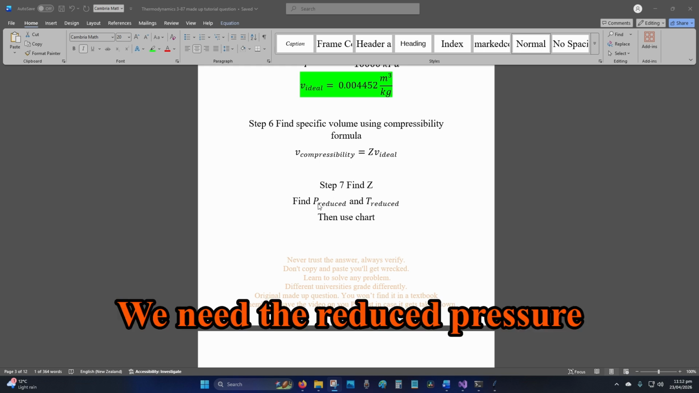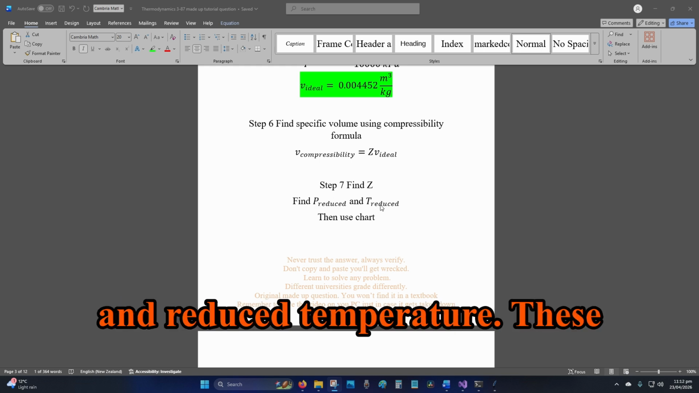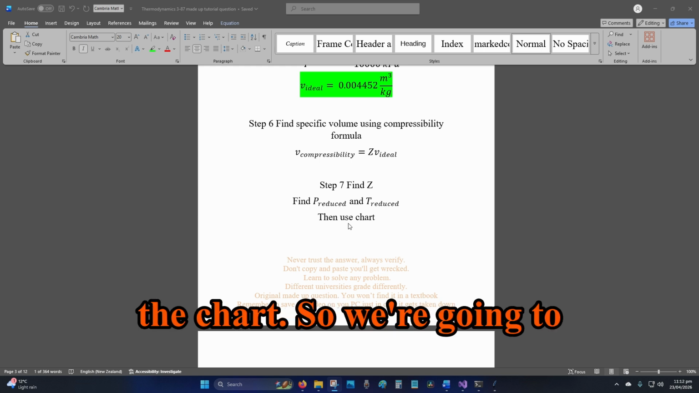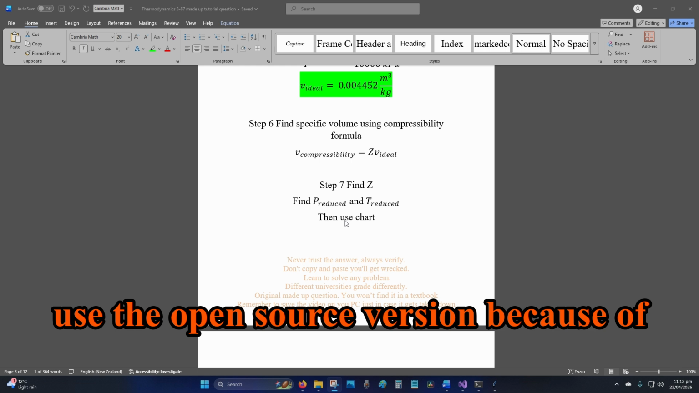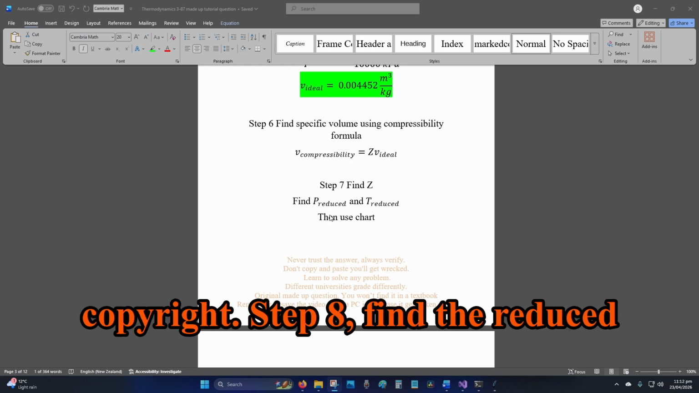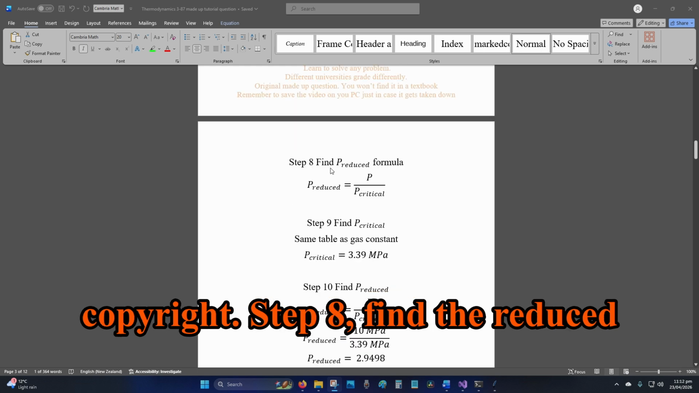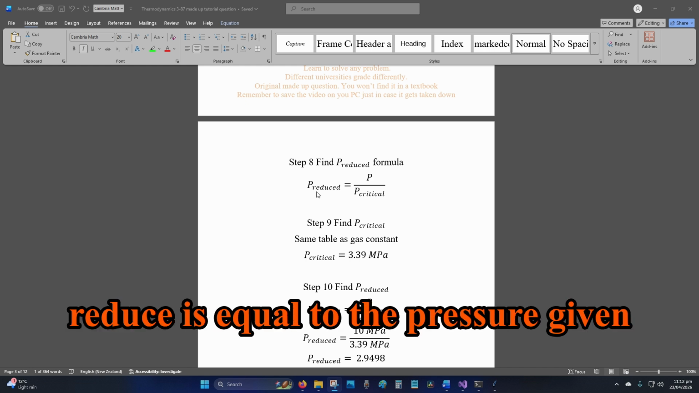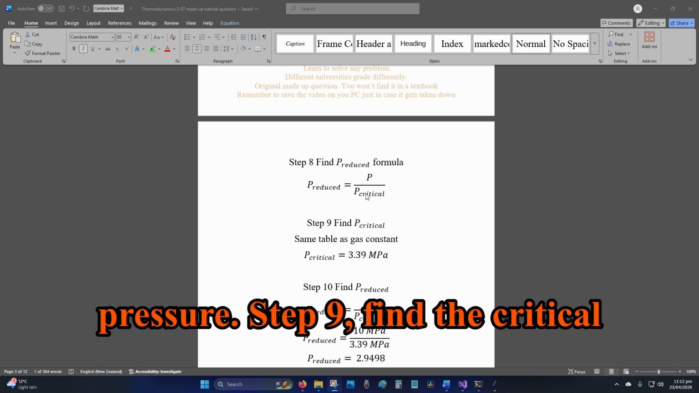We need the reduced pressure and reduced temperature. These are ratios because the units cancel out. And then we're going to use the chart. So we're going to use the open source version because of copyright. Step 8, find the reduced pressure formula. So P reduced is equal to the pressure given divided by the critical pressure.